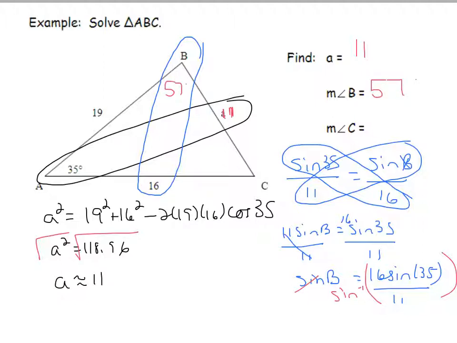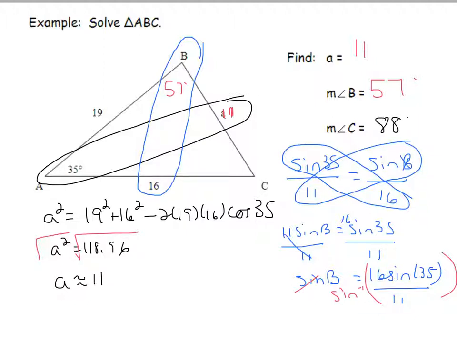And now if you take a look at the information, you should see you don't have to use either the law of sines or the law of cosines. In a triangle, you should get the sum of 180 degrees. 35, 57, and 88 will get you the 180 degrees.